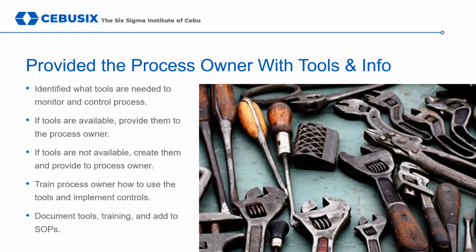The process owner will take over the newly improved process, and it is the Six Sigma team's responsibility to ensure that the owner has the tools and info needed to operate the process and keep it in control. The team will need to identify what tools are needed to monitor and control the process. If those tools are already available, then the team will need to provide them to the process owner. But in the event that the tools are not already available, then the team will need to create them and then provide them to the process owner.